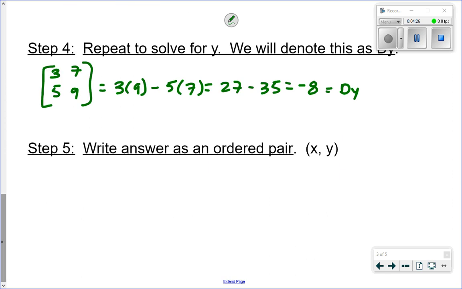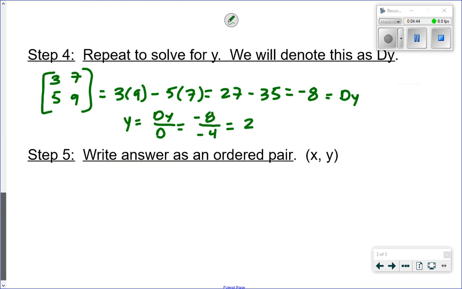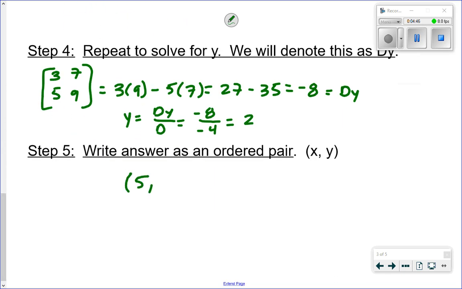And then to solve for y, it's going to be dy over d. dy was -8, d was -4. -8 divided by -4 is 2. Okay, and then it says write your answer as an ordered pair. So my x value was 5, and my y value was 2. So my answer is (5, 2).